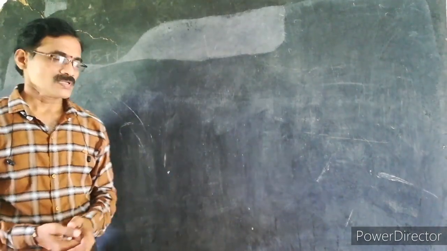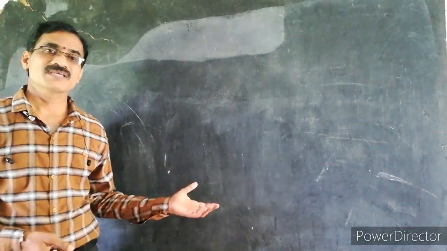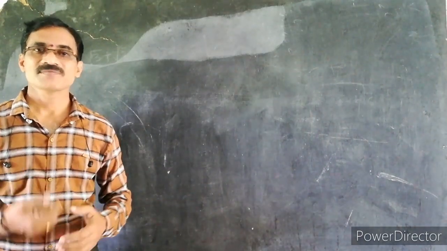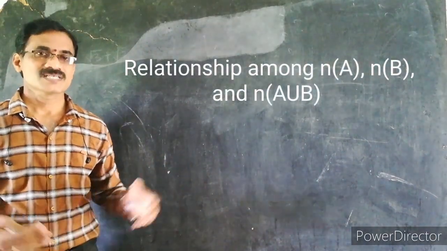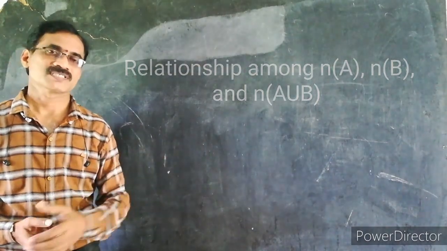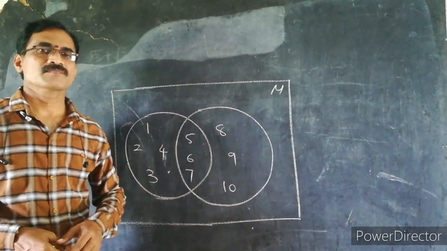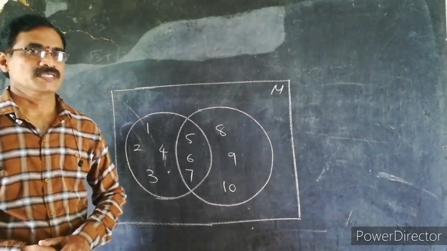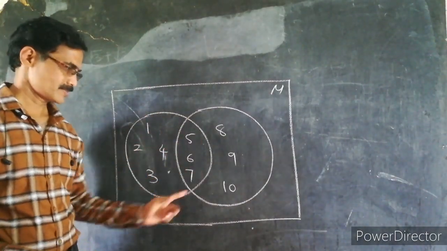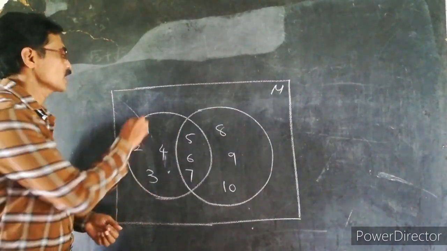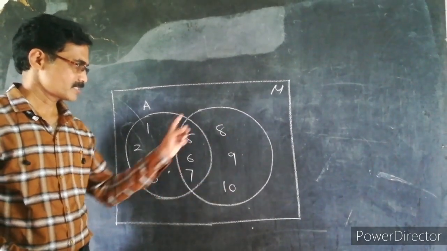Now let's take what is the relationship between n(A), n(B) and n(A union B). Okay, n(A union B) also we can find. So what is the relationship between these three terms? Now we can see. Let us observe n(A), n(B) and n(A union B). Here A is a set of the elements 1, 2, 3, 4, 5, 6, 7. This is the set A. And B is the set of 5, 6, 7, 8, 9, 10. This is the set B.